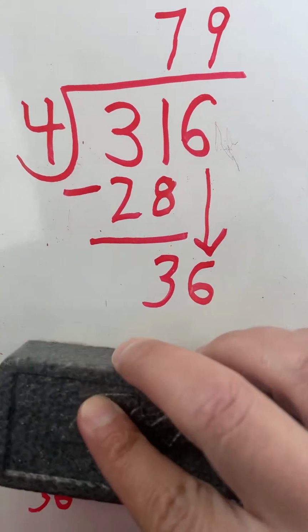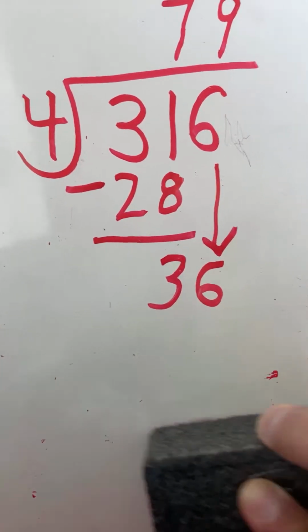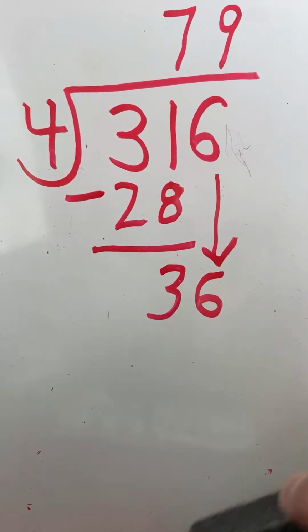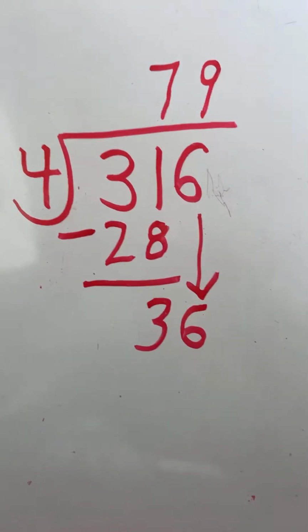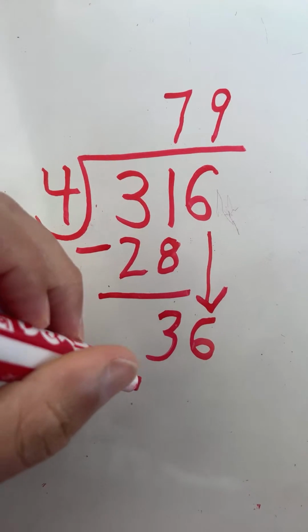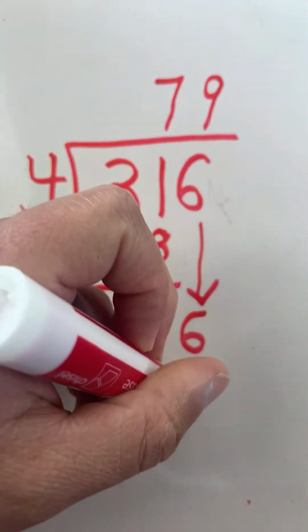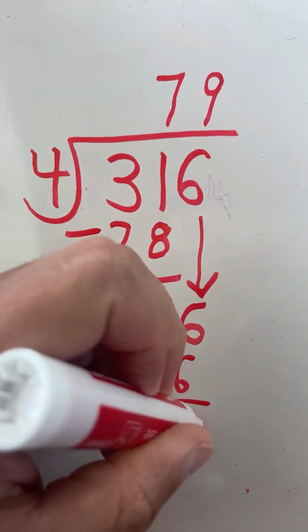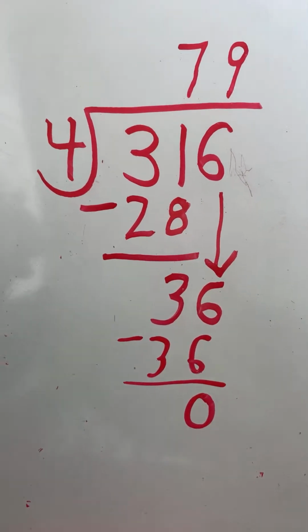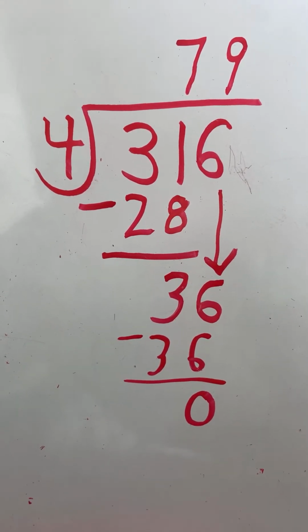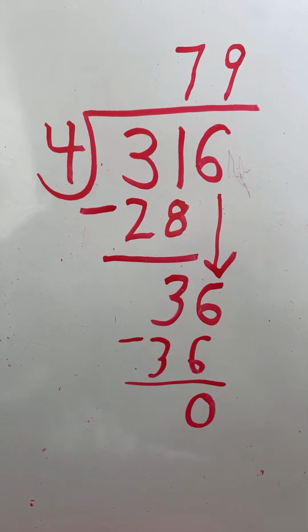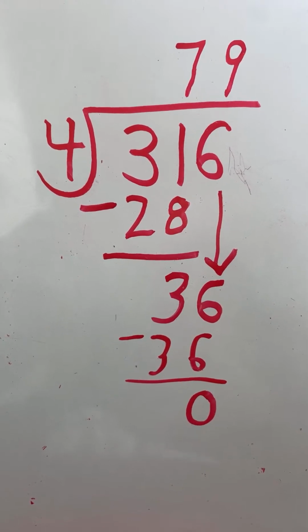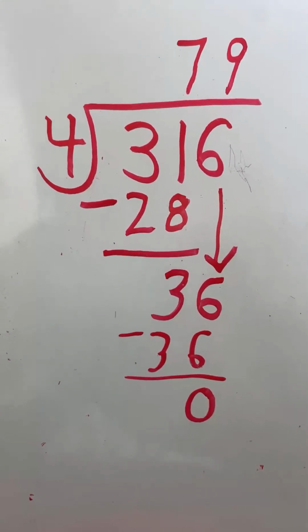So next we're going to do 36 minus 36. Make sure there's no remainder. 36 minus 36 equals 0. So there is no remainder there. 316 divided by 4 equals 79.